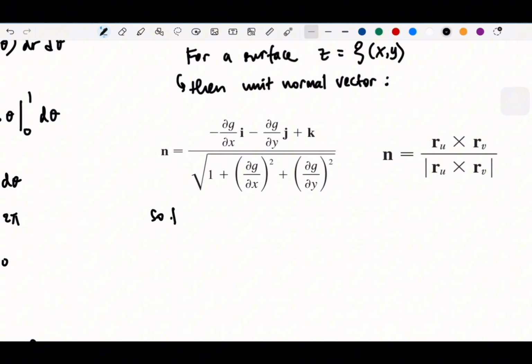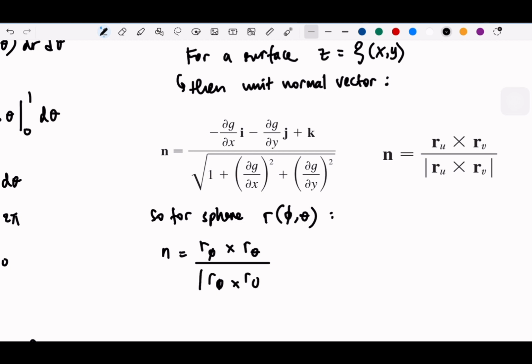So for the sphere, where the r is based on phi and theta, we can take n equal r phi cross r theta divided by its magnitude. And since this, I will write the results. It is the same as the previous one, but the radius we call the radius A.